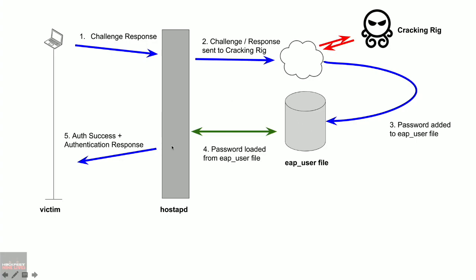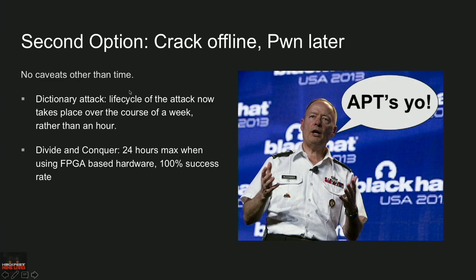At this point, hostapd, which is patched to do this, by the way, loads this password or password hash from the EAP user file as if nothing happened, uses that to construct the authentication response, and from there, this whole process succeeds. So that's autocrack and add. The second option, as we talked about, is to simply crack the credentials offline and finish the attack later. And once again, with the proper FPGA-based hardware, or even just a sufficiently powerful cracking rig, you're going to get really, really good results, usually within 24 hours.